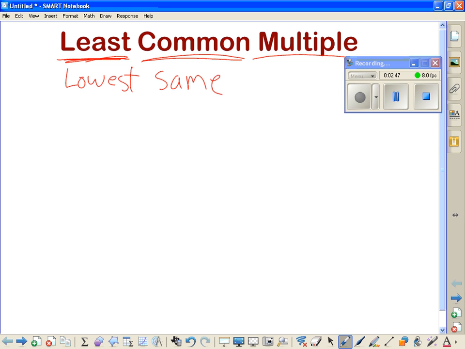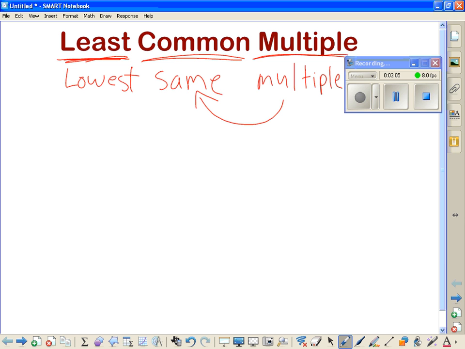Multiple, we talked about what a multiple is. It's when you count by a number. So we're going to figure out what's the lowest multiple that two numbers have that is the same.